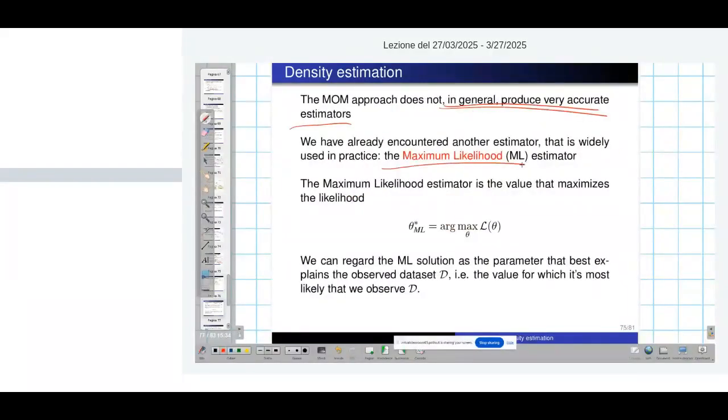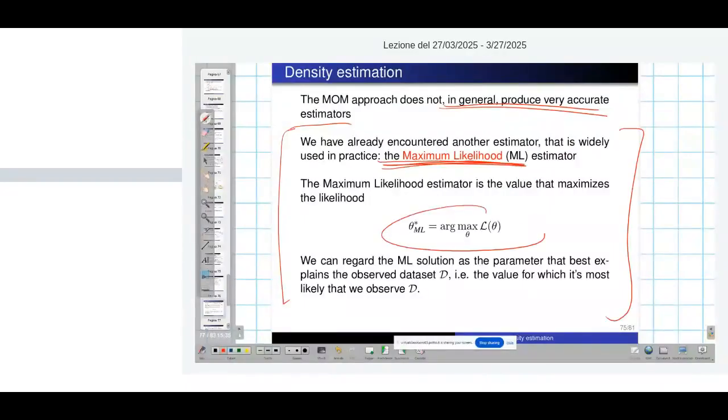For other approaches, we can use better estimators, but these are not always available in closed form, so we need to define iterative procedures. In those cases, the method of moments may be used as initialization for iterative procedures that will lead us to better estimates. But now let's go back to our Gaussian model and the maximum likelihood solution.